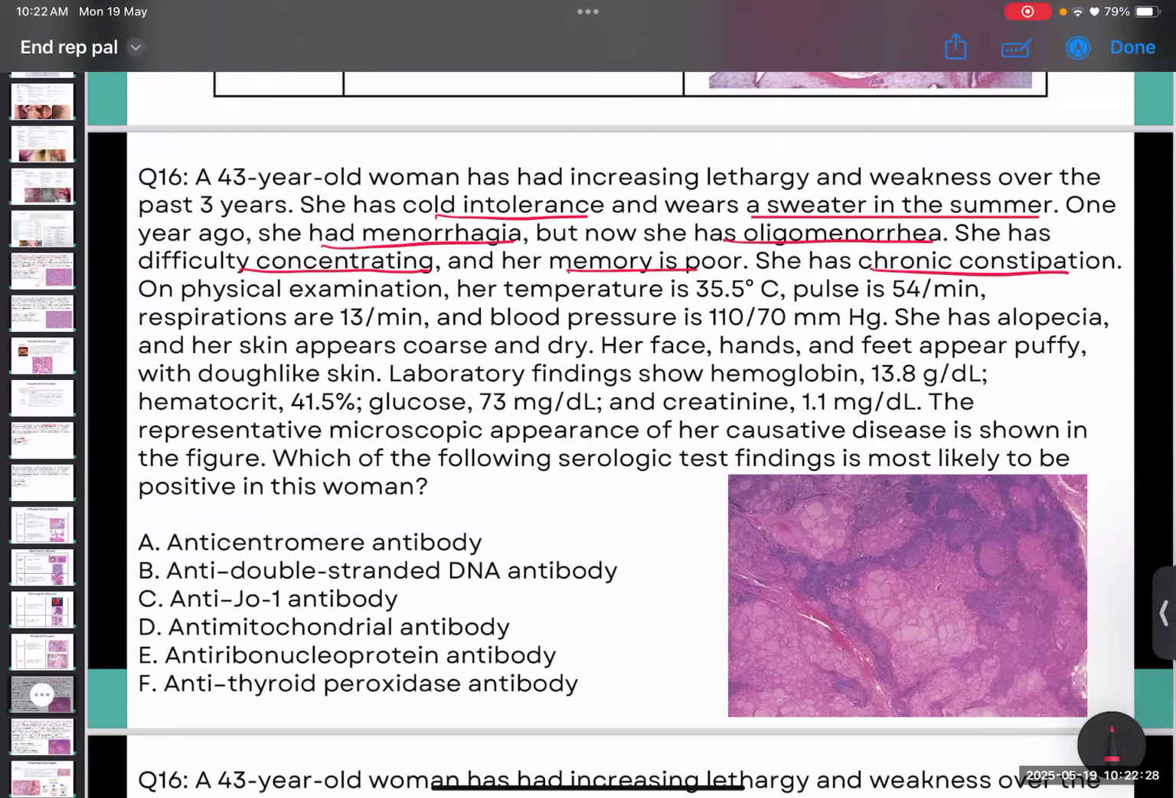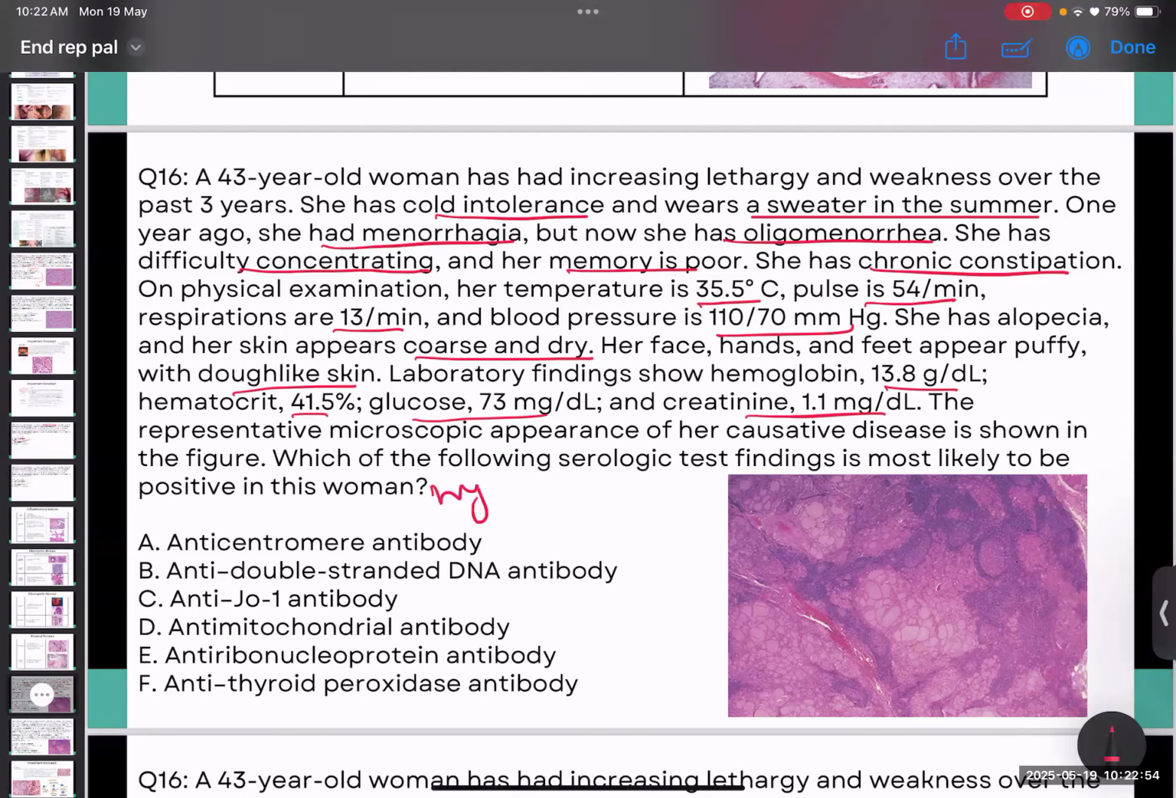She has chronic constipation. On physical exam, her temperature is low, her pulse is low, her respirations are low, and her blood pressure is on the lower end. She has alopecia. Her skin appears coarse and dry. Face, hands, and feet appear puffy with dough-like skin. Hemoglobin is fine, hematocrit is fine as well. Glucose is all right, and creatinine is also fine. The representative microscopic appearance of the causative disease is shown.